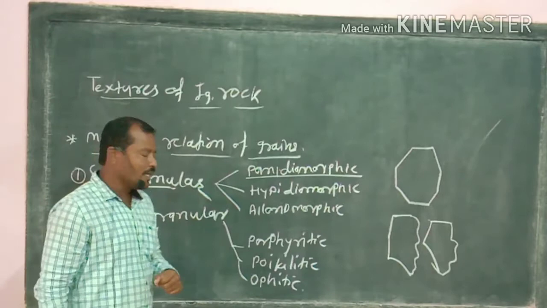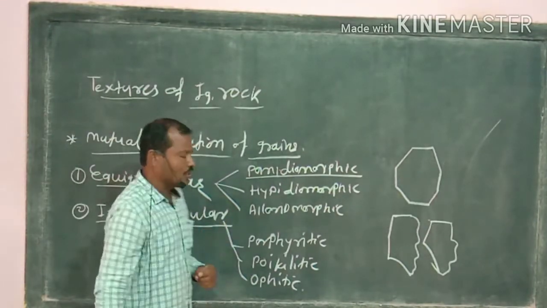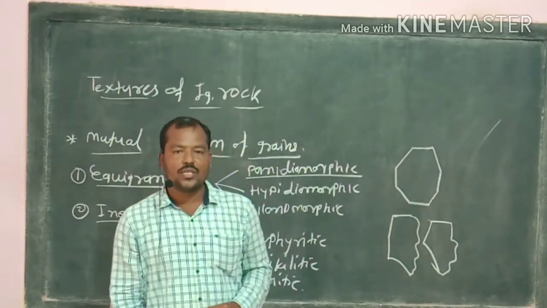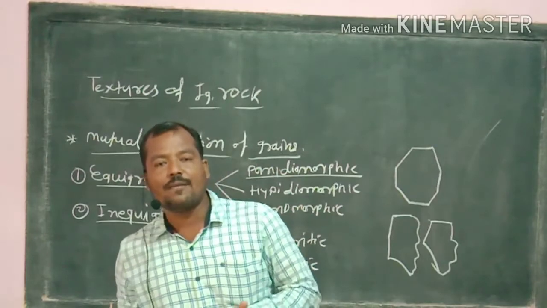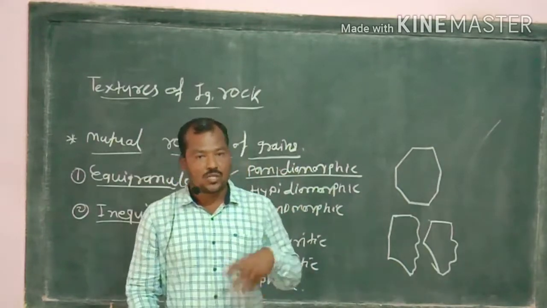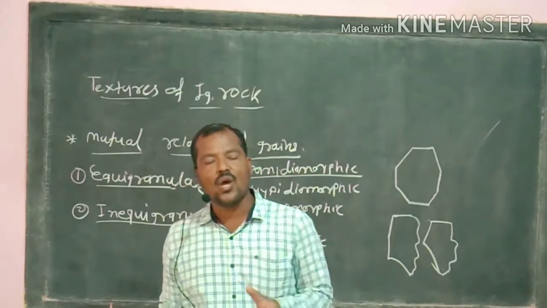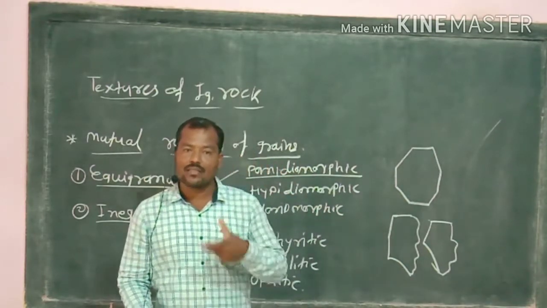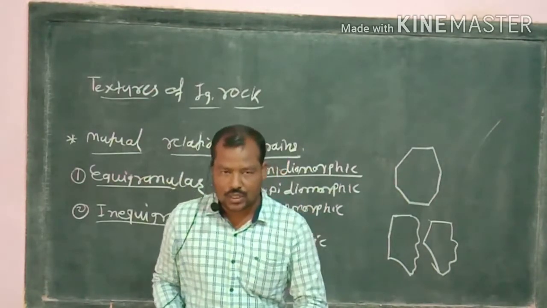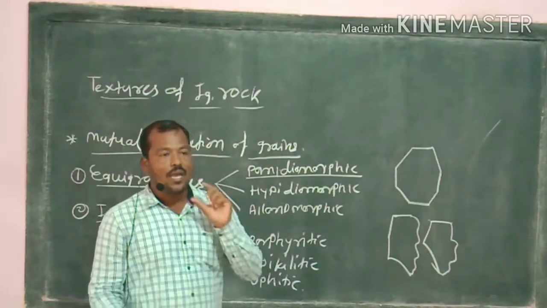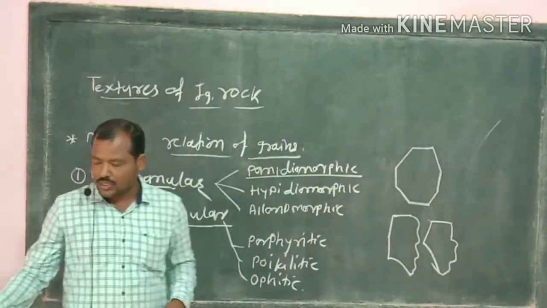Now the next point is the inequigranular texture. Inequigranular texture contains different types of mineral grains, means smaller grains as well as larger grains, packed within the rock mass at the time of crystallization of magmatic material. Such a texture is called inequigranular texture.